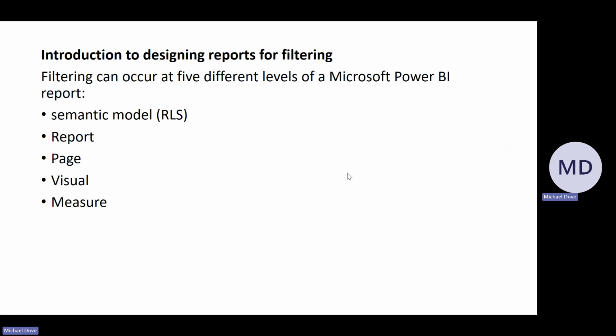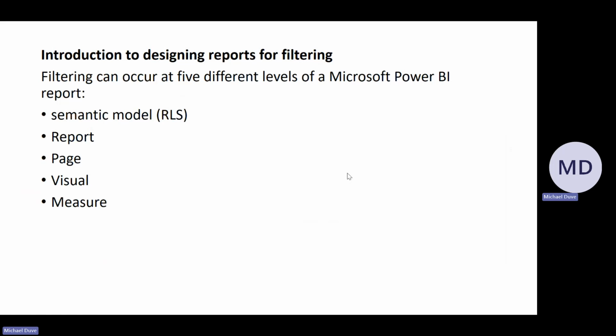Then with visual level filters, that is, visual level filters apply to individual visuals on a report page. So these filters can be applied using the filters pane or by interacting directly with the visual. Visual level filters allow users to focus on specific data points within a visual, such as filtering a chart to show only data for a particular category.